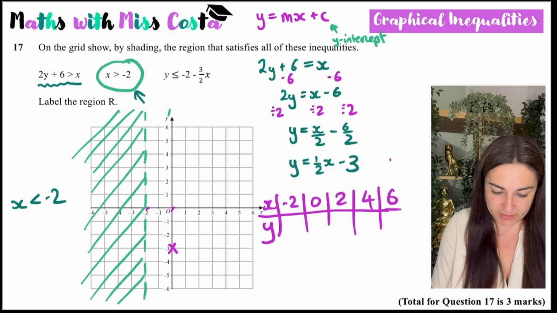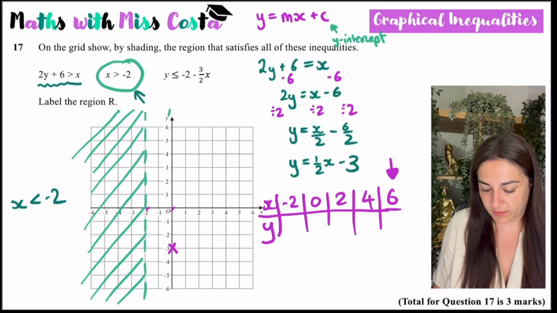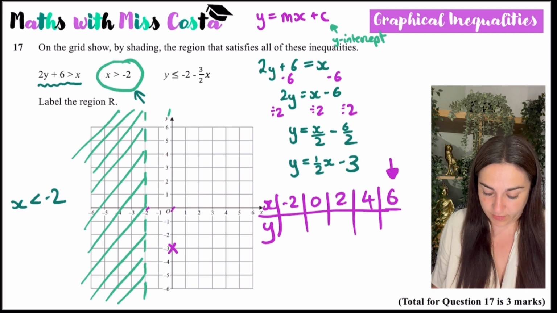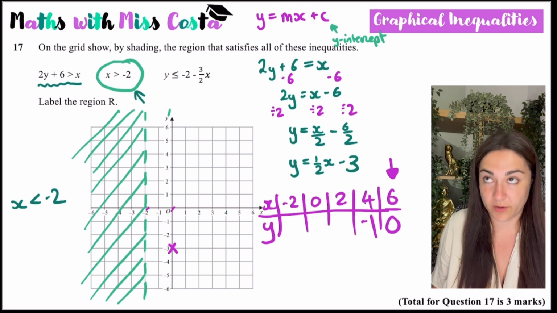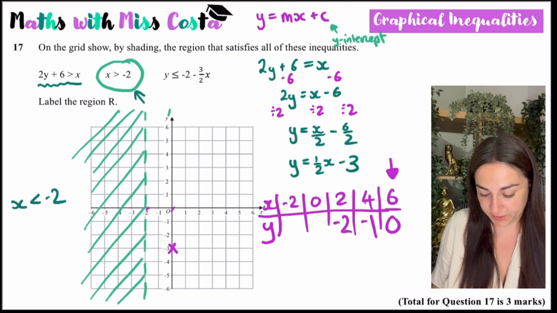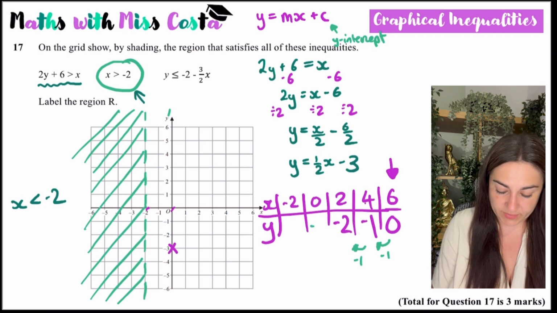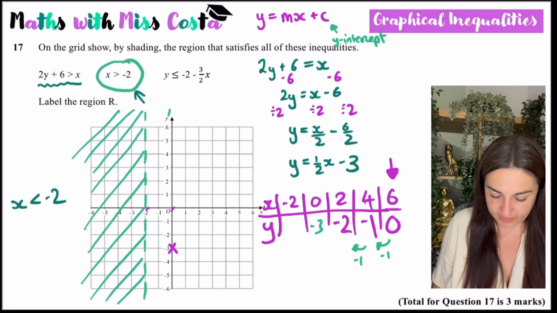So I'm going to start with the largest positive. A half of 6 is 3. 3 take away 3 is 0. Half of 4 is 2. 2 take away 3 is -1. A half of 2 is 1. 1 take away 3 is -2. So you might notice a pattern. You might realise that each time you're subtracting 1. So you could easily predict what the next 2 must be.